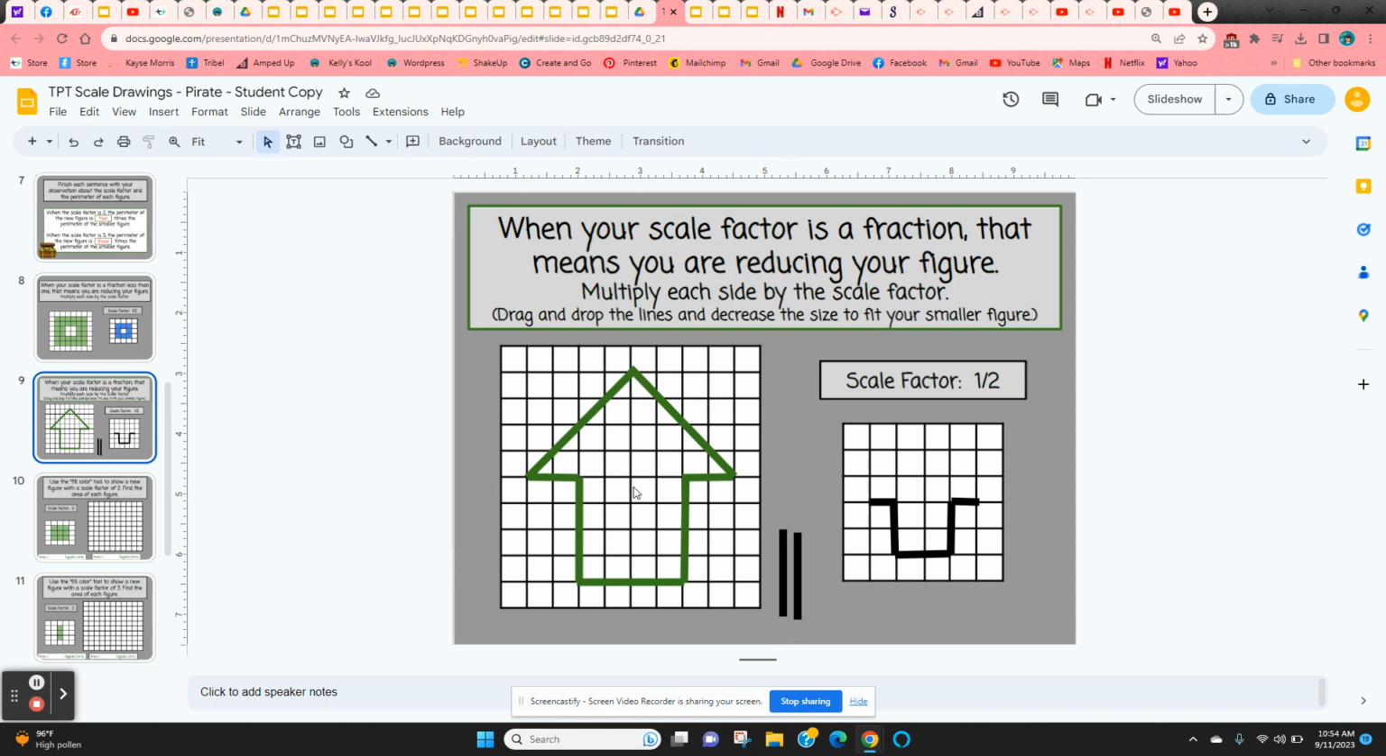So it's 1, 2, 3, 4, 5, 6, 7, 8. If we divide by 2, that tip will now be 4 units above. So it's going to be 1, 2, 3, 4. I'm going to start right here. Again, we click and hold on these little blue circles, and then we're just going to connect. It does take a little bit of practice, so you might want to do this with them. And there we have a scaled down arrow with a scale factor of 1/2.